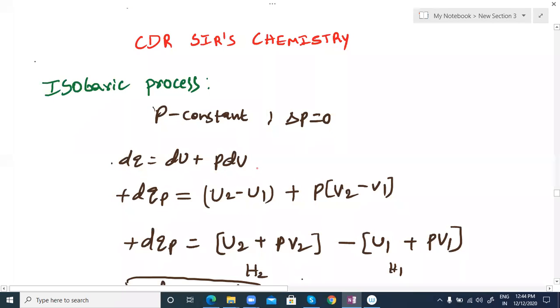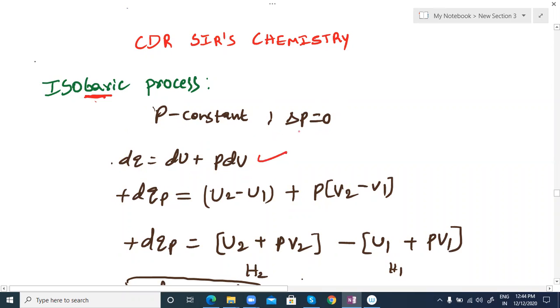Here I am discussing the first law of thermodynamics with respect to the isobaric process, and how it changes. Isobaric process: bar means pressure, so isobar means P is constant. So isobaric process means pressure is going to be constant, then delta P equals 0. This is the first law of thermodynamics.